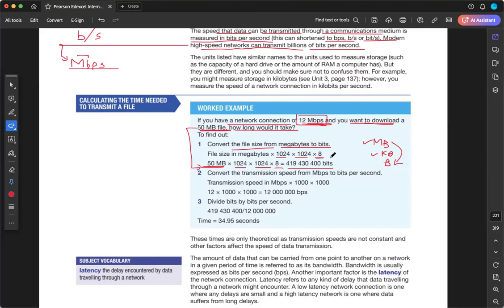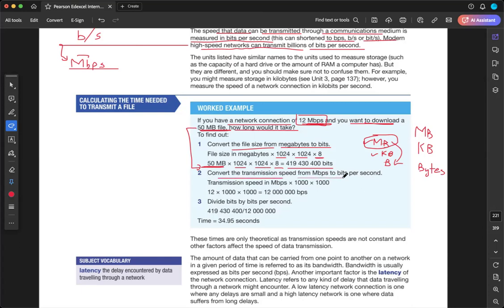Why are you doing multiplication? I told you, you're moving from bigger to small. So you have megabyte. Before megabyte, you have kilobyte. Before kilobyte, you have bytes. So a byte means 8 bits, right? 8 bits equals a byte. That's the scenario. Understand? Now step number 1 is done.